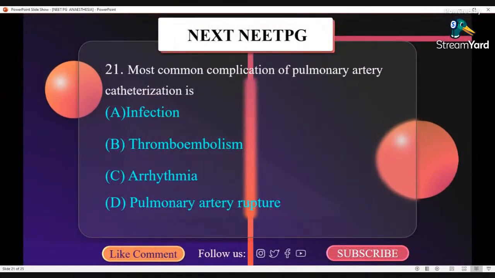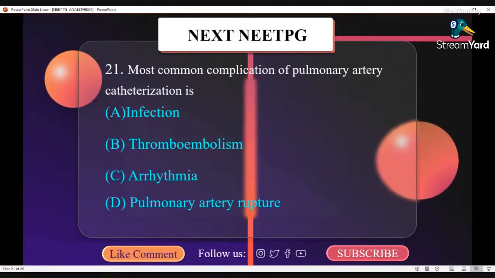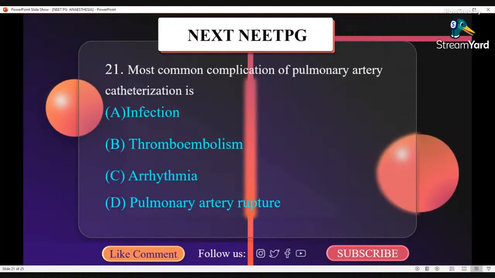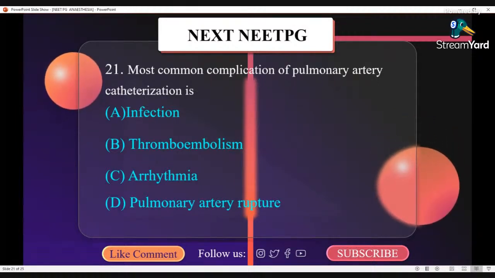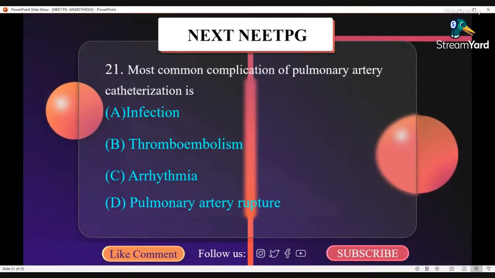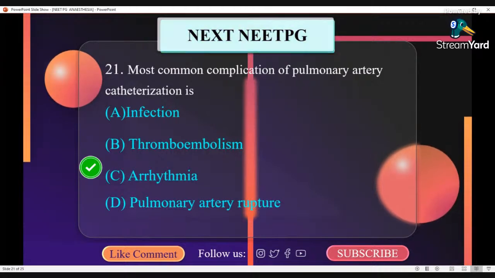Most common complication of pulmonary artery catheterization is. This is a very important topic. They ask repeatedly. The most common complication of pulmonary artery catheterization is arrhythmias. So the correct option here is arrhythmia.